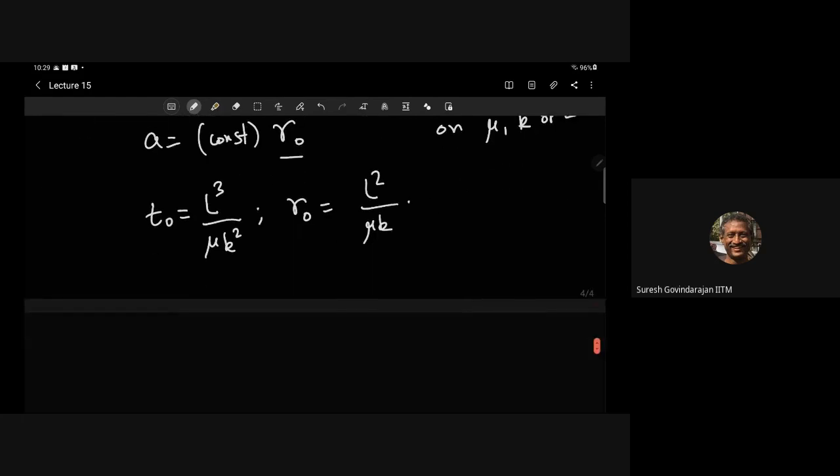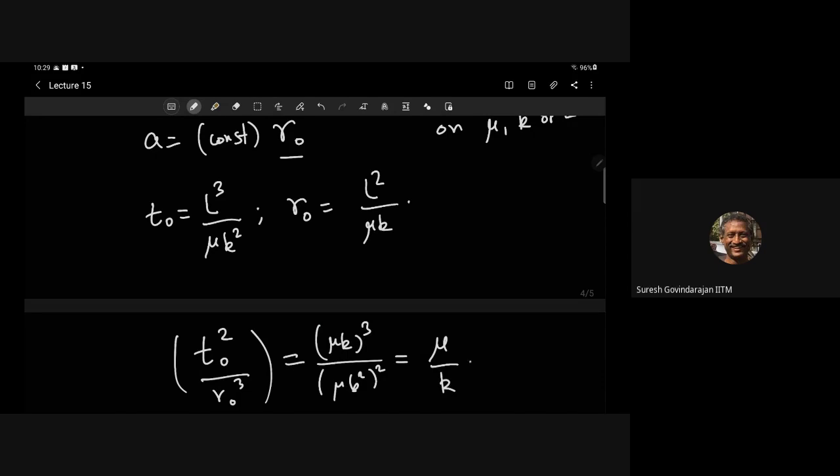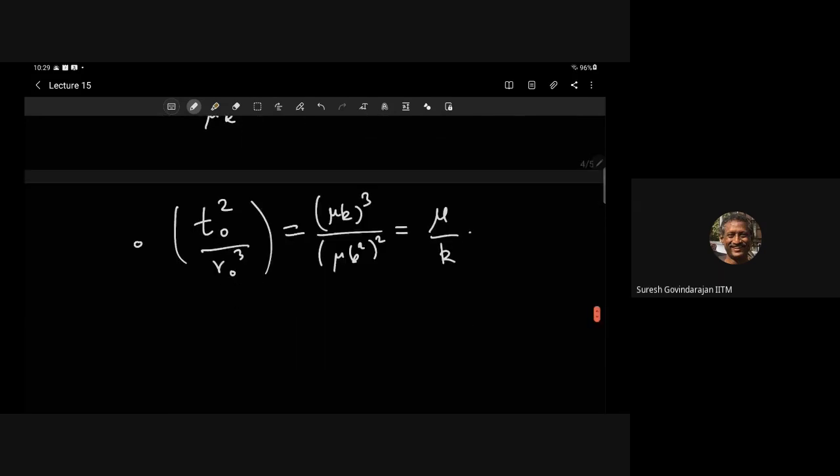Okay, so let us look at the following combination. T naught, I will square it and divide it by R naught cubed. Something interesting happens. The powers of L cancel, and you're left with T naught square upon this thing. So this is equal to mu k whole cubed divided by mu k square whole square. And this, if you just work out, is mu over k. So key observation here is that this combination does not depend on the initial conditions.